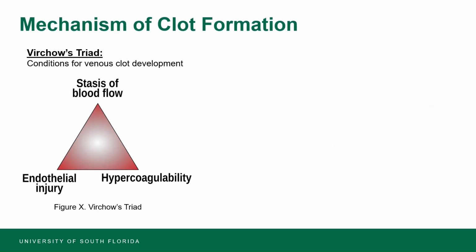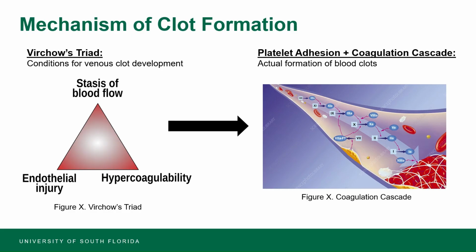For the mechanism of clot formation, Virchow's triad explains the conditions or the environment that allows clots to form. They are endothelial injury, stasis of blood flow, and hypercoagulability. Once these factors are present, the actual process begins. Platelets adhere to the injured endothelium, for example, and activate the coagulation cascade, which converts fibrinogen into fibrin. This forms a fibrin mesh that traps red blood cells, creating the soft red thrombus typical of deep vein thrombosis.